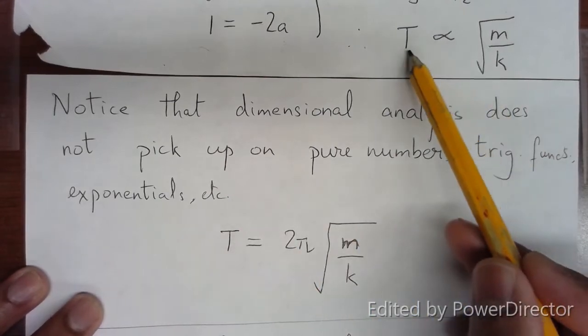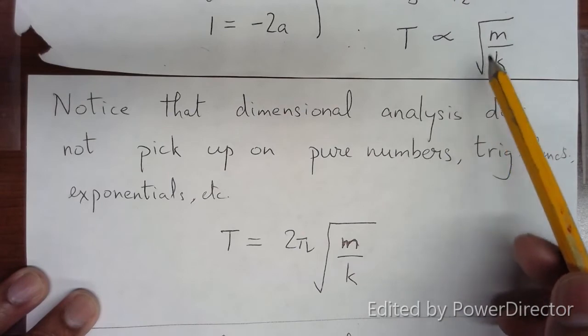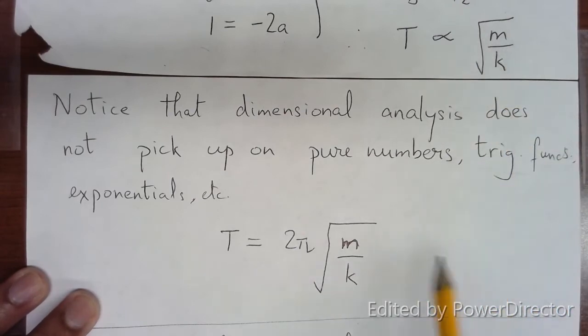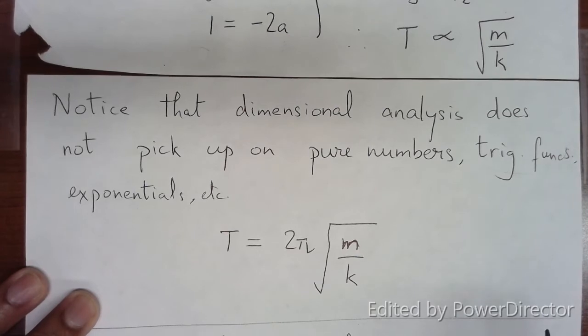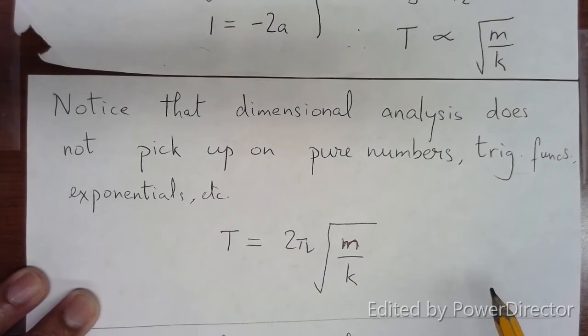In this case, we found that the time period was proportional to the square root of m over k, but it's not equal to the square root of m over k. In fact, it is missing a factor of 2 pi. So dimensional analysis has its limits. It can't find everything. But if you just want to figure out the power dependencies, then yes, it can tell you, oh, it's proportional to m to the 1/2 and k to the negative 1/2, like so.